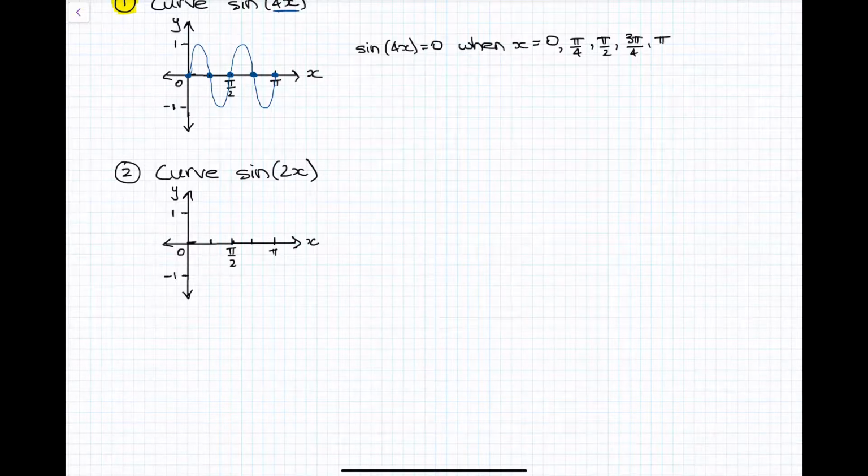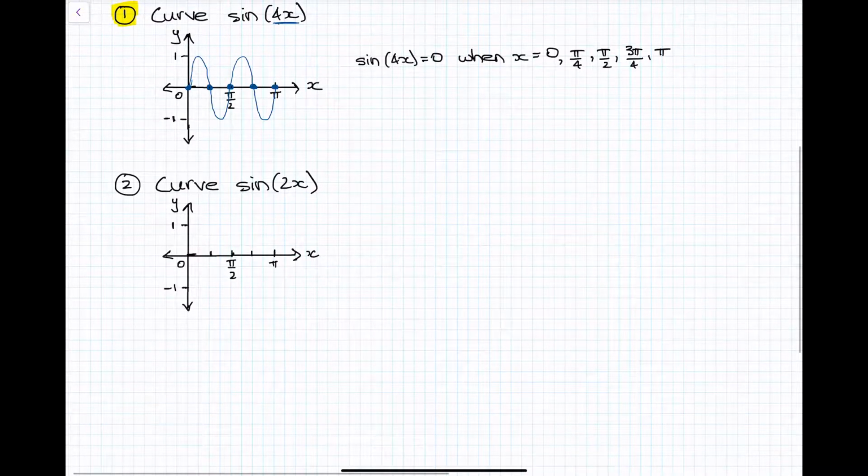And here, again, we know that the sine x curve does a full rotation between x is equal to 0 and 2 pi. So the sine 2x curve will do a full rotation between x is 0 and 2 pi on 2, or in other words, between x is 0 and pi. So let's draw that up.